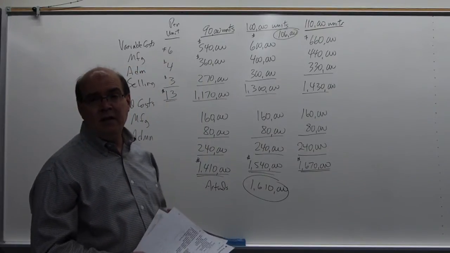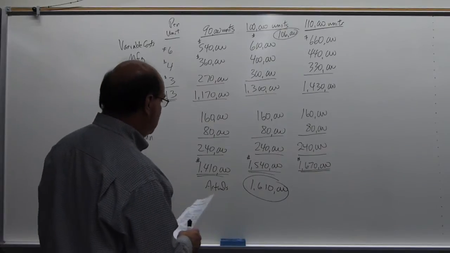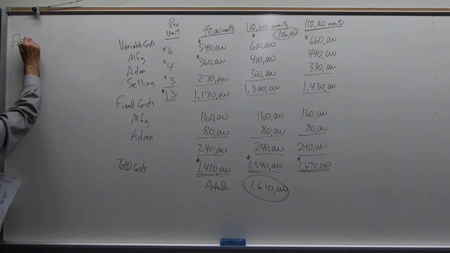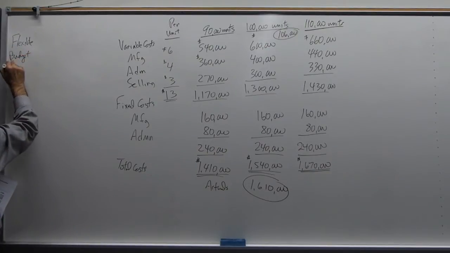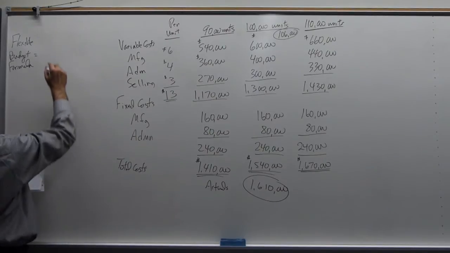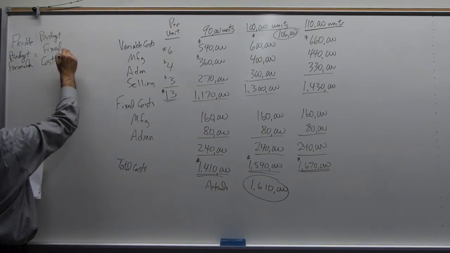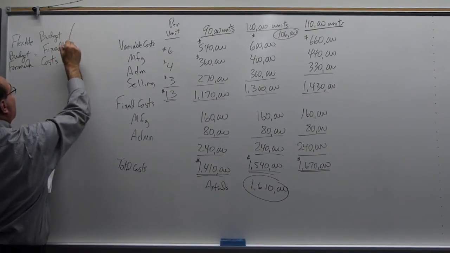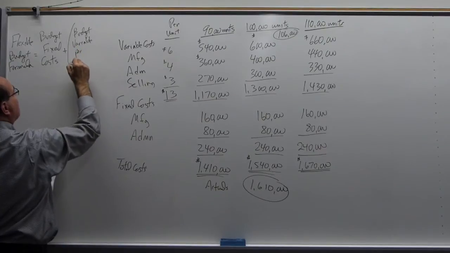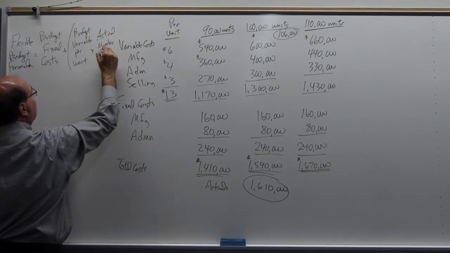But we can even be more precise, because we can use something called the flexible budget formula. Did a terrible job with my whiteboard management. I always do that. So what's the flexible budget formula? It says we're going to take our budgeted fixed cost and we're going to add to that our budgeted variable cost per unit times the actual number of units.